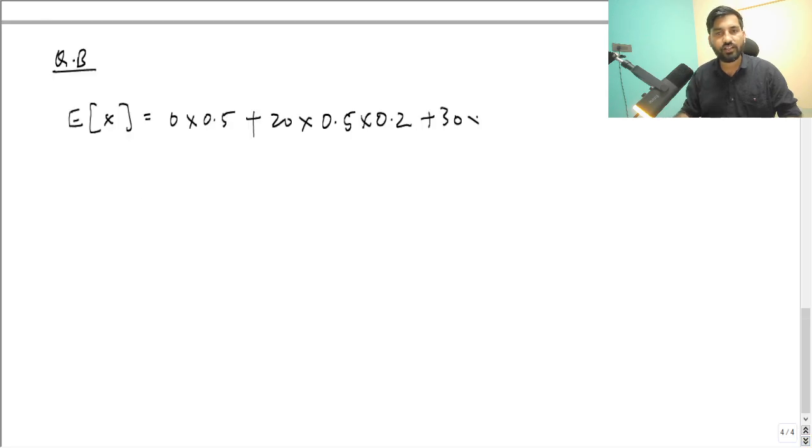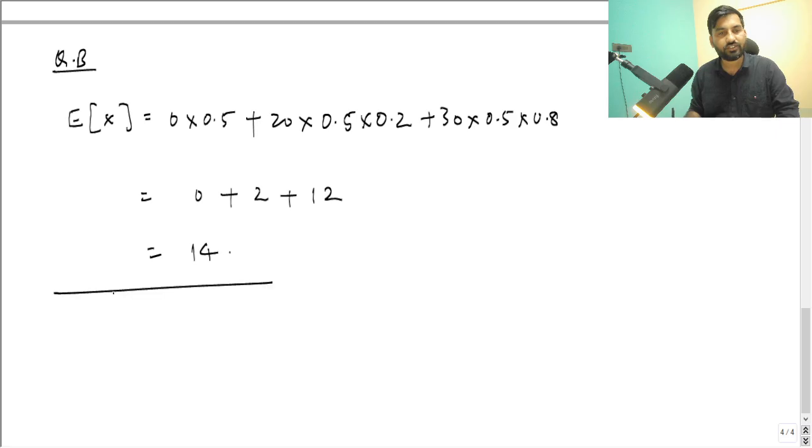So 30 into, now you are solving the questions independently, so the probability of getting question B correct is 0.5, and the probability of getting question A correct is 0.8, as given in the table. If you compute this, 0 plus 0.5 into 20, that is 10, and again you multiply this, so it will give you 2, plus if you multiply this you get 12 here. So the expected marks you are getting is 14.